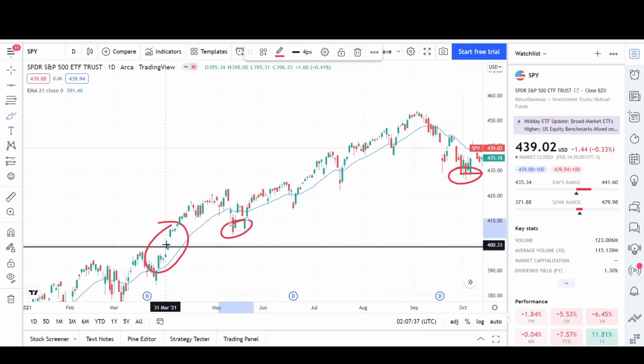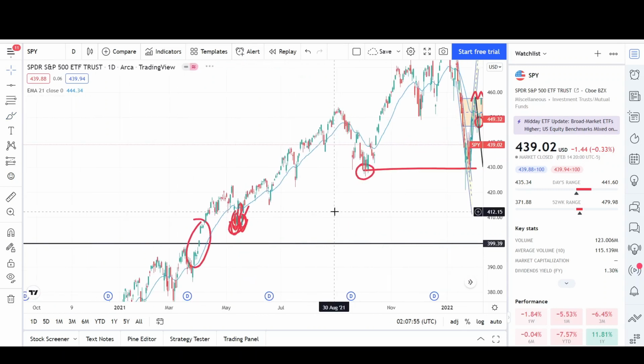They tried to come back to fill in this gap. They failed. See, they came back once with this red candle, and then the price action went up, and then it came back again, and then it was a gap down. So that was a double bottom, and price action failed in reverse.